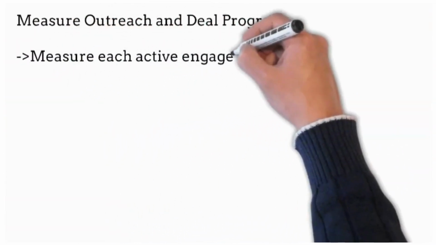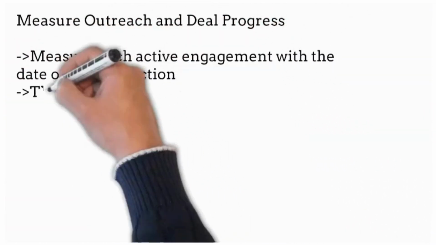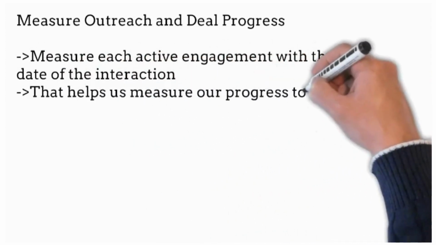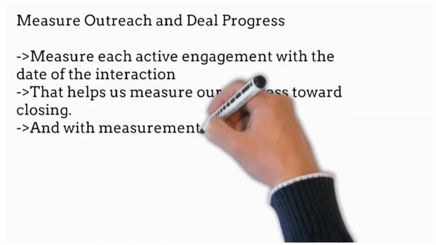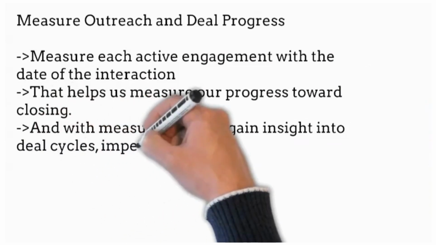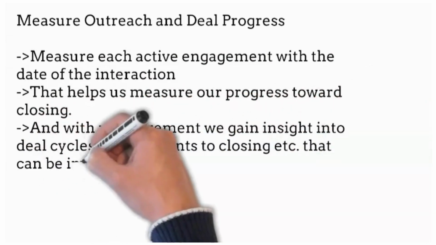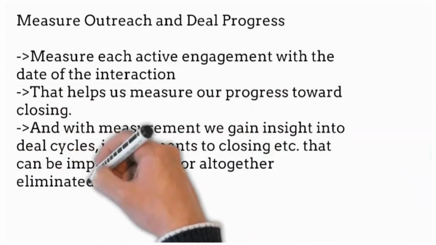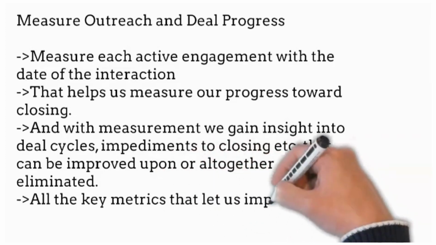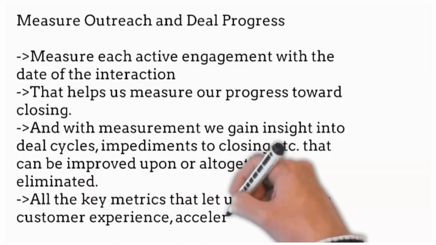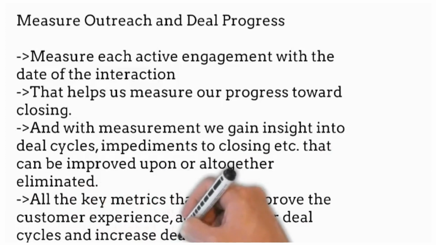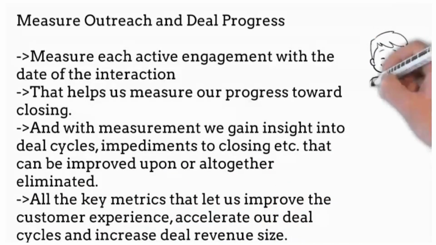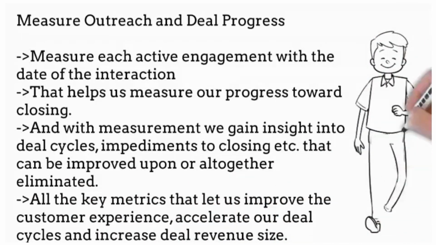Well, the question comes up, how do we measure outreach progress? We want to measure each active engagement with the date of the interaction. What's the date of first connection, date of first email, date of first phone call? And that helps us measure our progress toward closing. And then when we do it overall, we can predict with greater accuracy how long our deals are going to take and what's happening in our sales deal cycle.